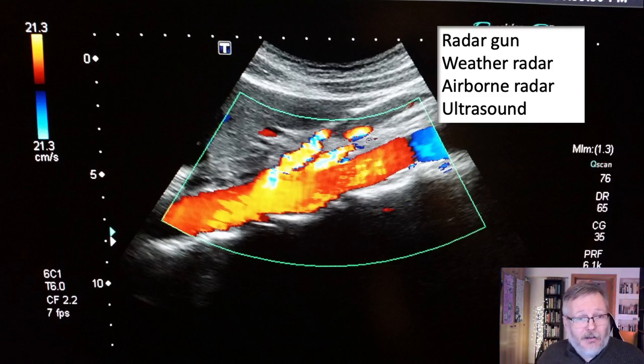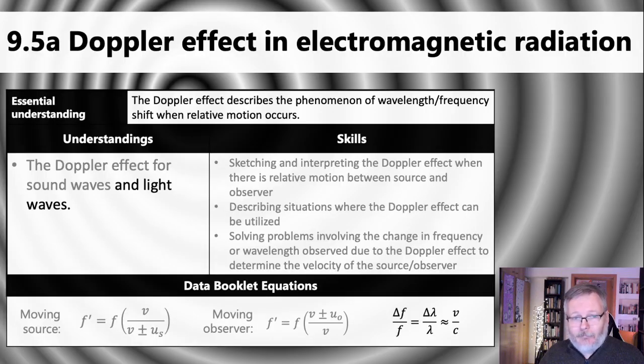Here you can see again a scale, red and blue being the false colours applied to this image, with a maximum of 21.3 centimeters per second. So you can use it to measure blood flows throughout a section of the body. Very useful medical purpose. Okay, so I think that's gone through.